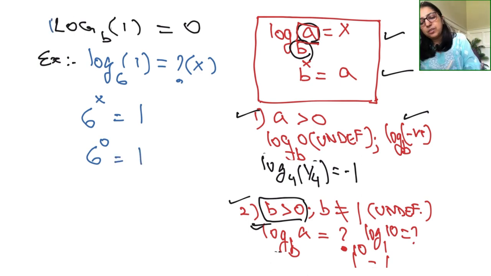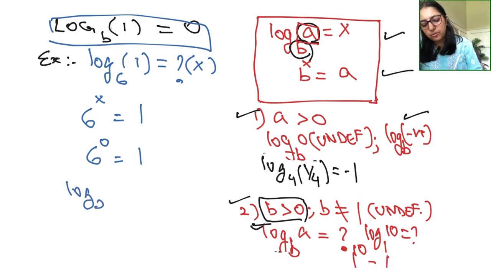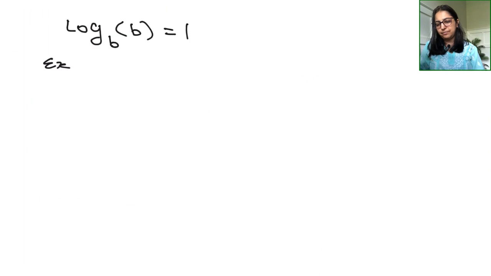So this property is again using just common logic that any number raised to the power of 0 will give you a 1 as an answer. And this can also be log to the base of 250 and the answer will still be 0. Remember, the base cannot be negative either.